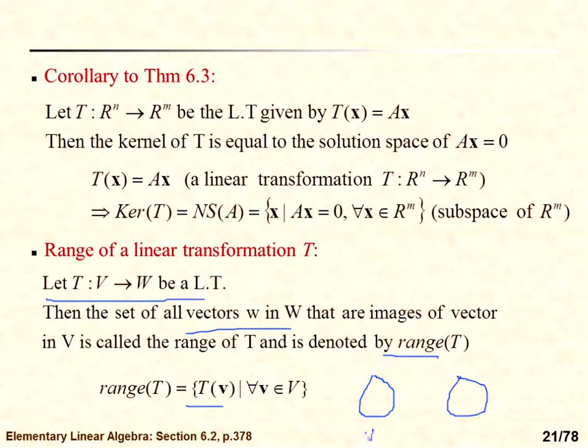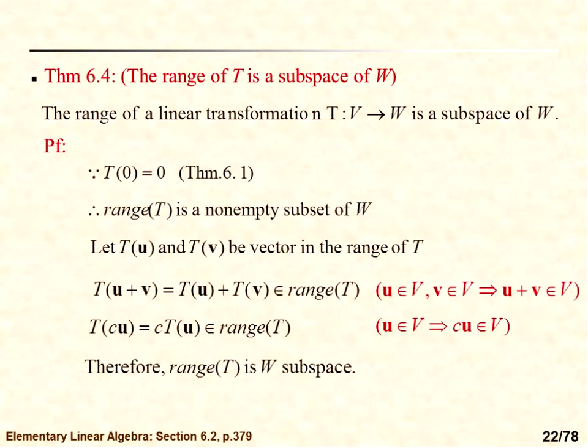That is, if we have two spaces V and W, then for the transformation from V to W, the particular elements over here are called the range of T. It is called the range of T. So this is the definition of the range of T.